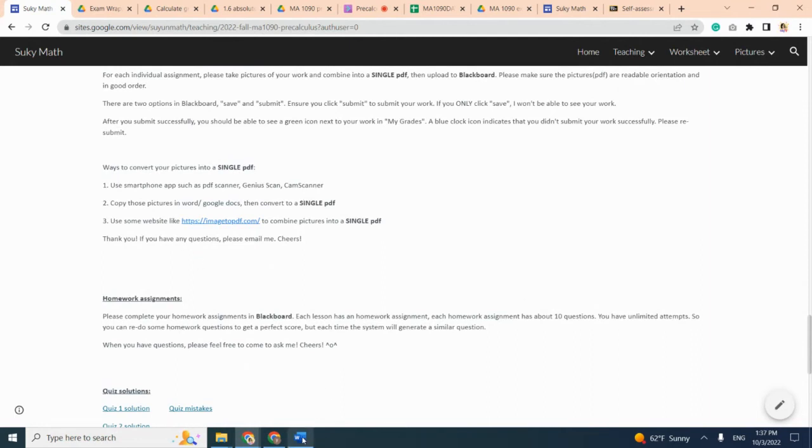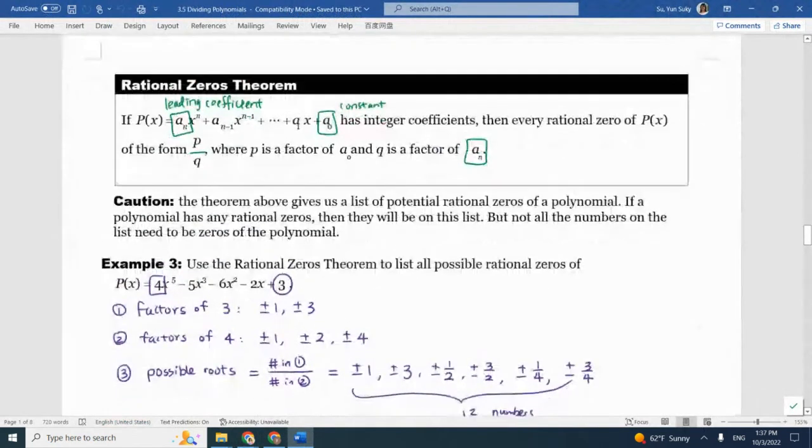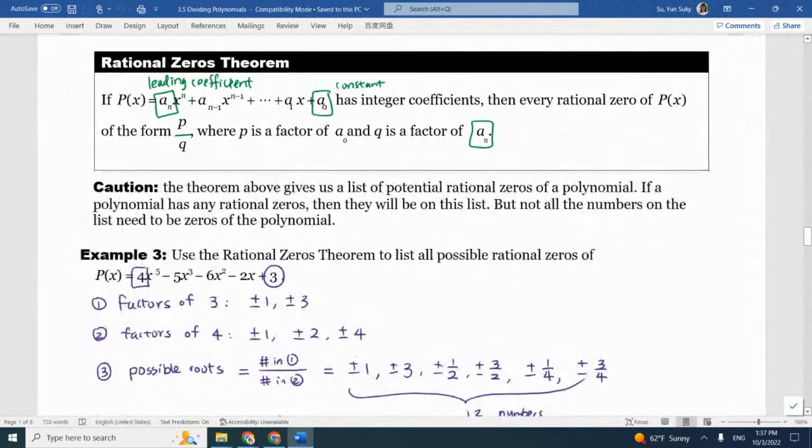Exam correction and wrapper. Okay, so a lot of talking now. All right, let's keep going. We are also behind schedule.